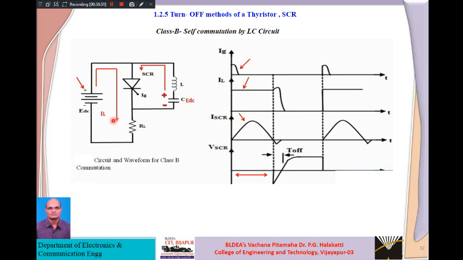Again, there is a DC power supply. The SCR is connected in series with the load, and across the SCR we connect a tank circuit, a resonating circuit, with L and C connected in series.